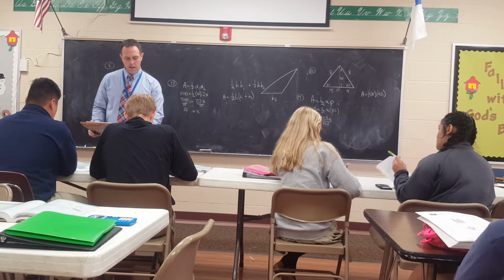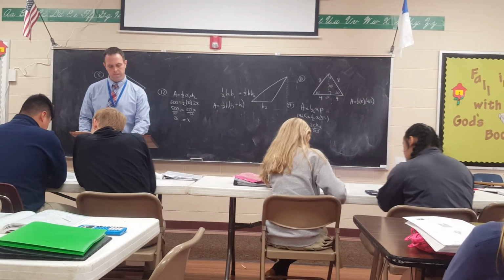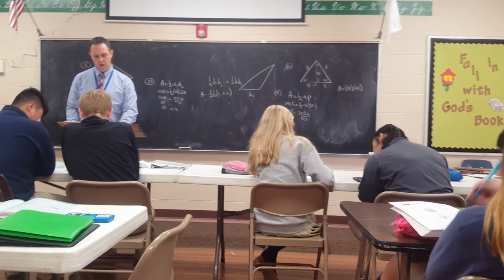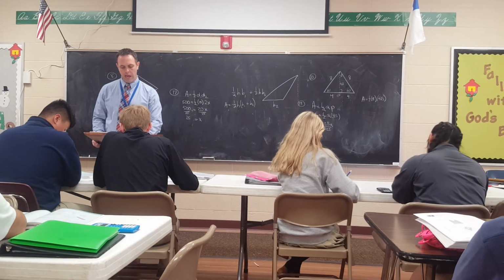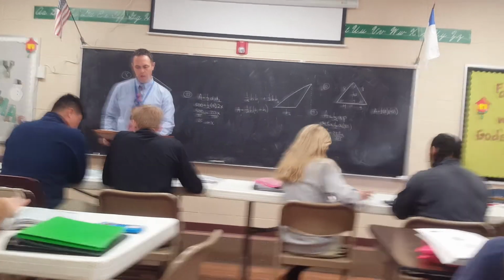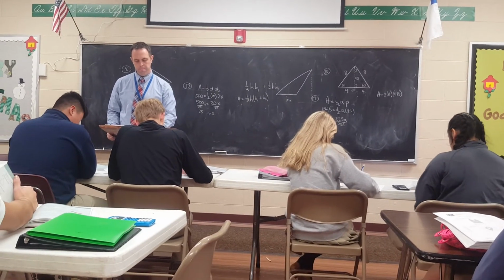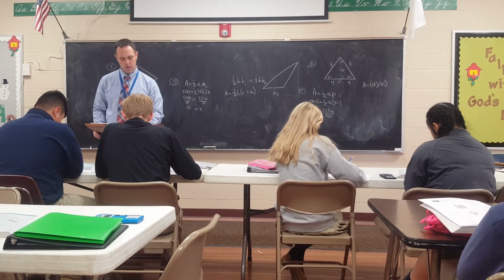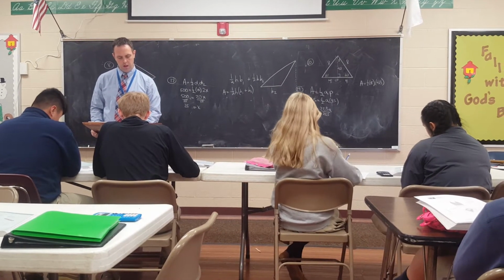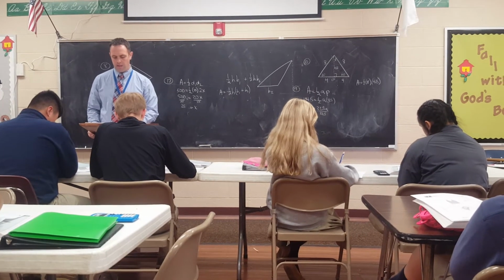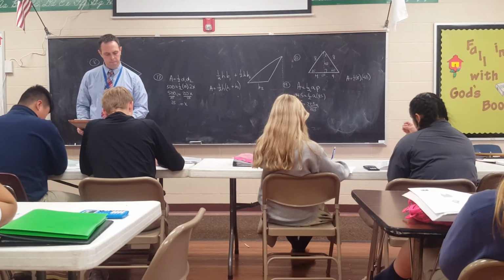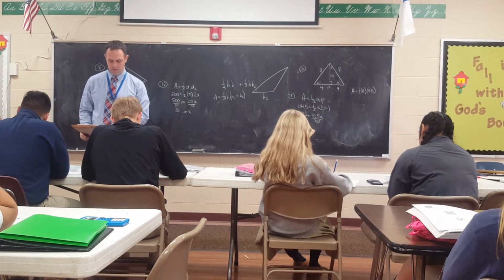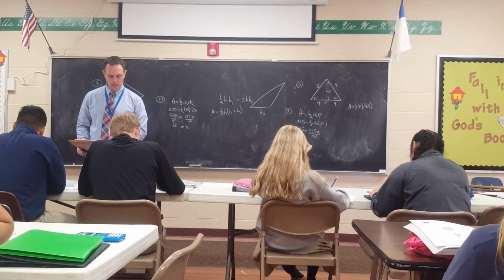Answer to 21 is 30. Answer to 22 is 28.4. 23 is 15. 24 is 108 times the square root of 5, or whatever decimal that is. 25 is 40 times the square root of 5.